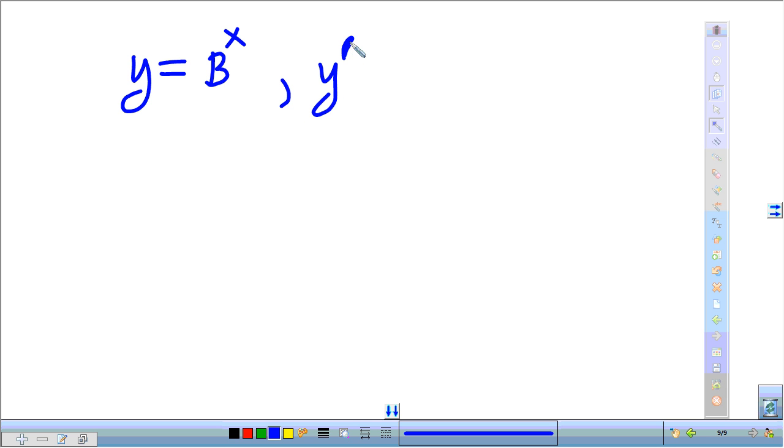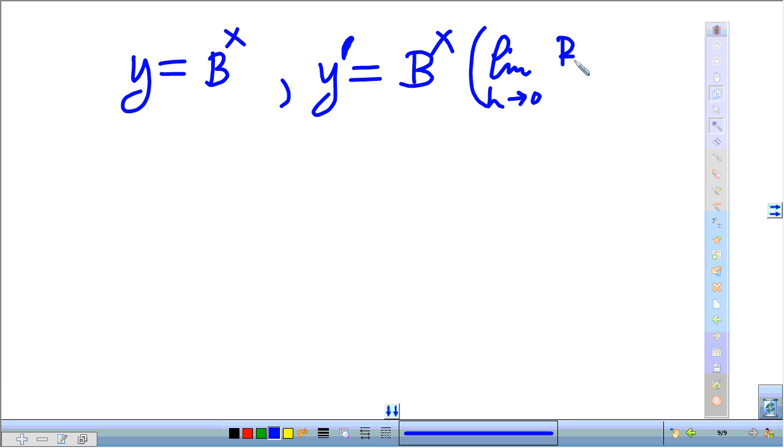So for general exponentials of some base, the derivative is the original exponential times this limit, which is some constant. When that limit's 1, it's base e.